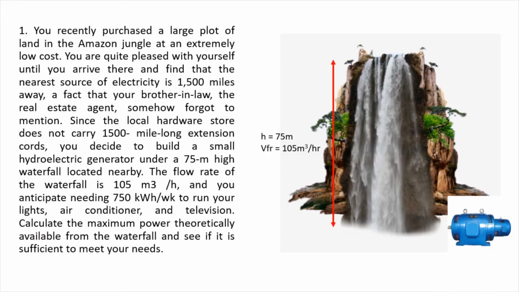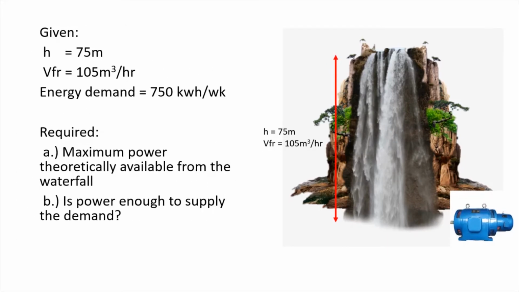Presented is the problem for item number 1. Given for this problem is the height of the waterfall, which is 75 meters, volumetric flow rate of 105 cubic meters per hour, and the energy demand, which is 750 kilowatt hours per week. Required is the maximum power theoretically available from the waterfall, and is power enough to supply the demand.